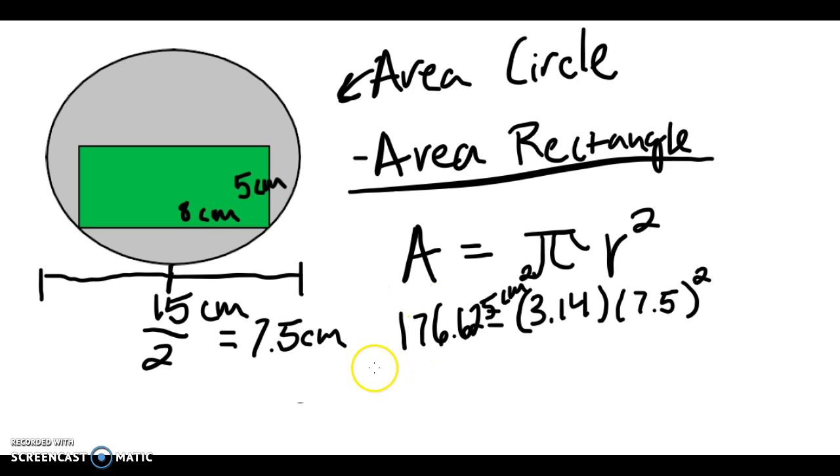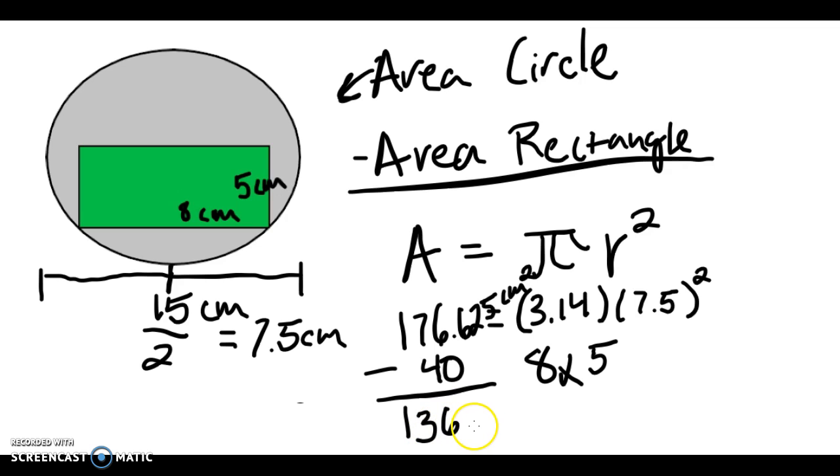So that's our area of the circle, minus the area of the rectangle, which is length times width, right? So 8 times 5, and it's just 40. And we're just going to subtract that. So we get about 136.625. Okay, and then I'm going to go to the book and see if we got it right. And we are on problem number 5. Problem number 5 is 136.62.